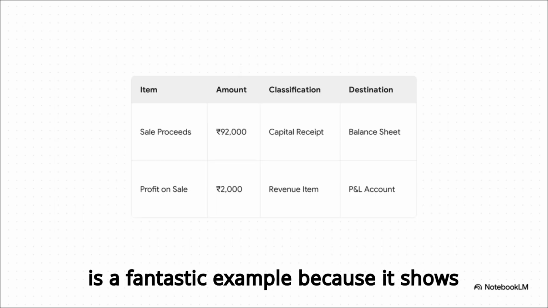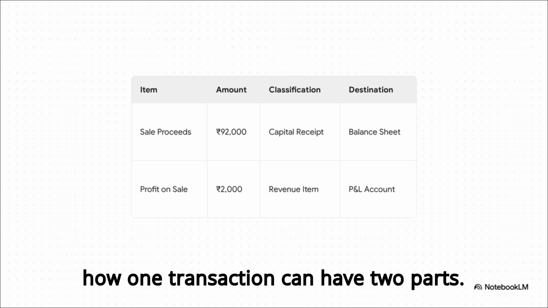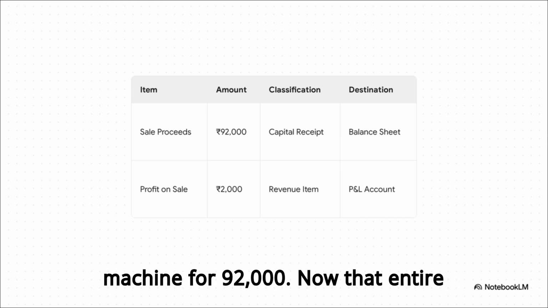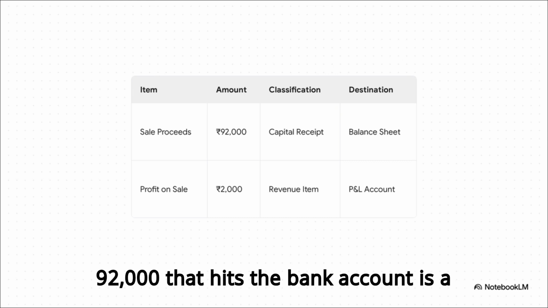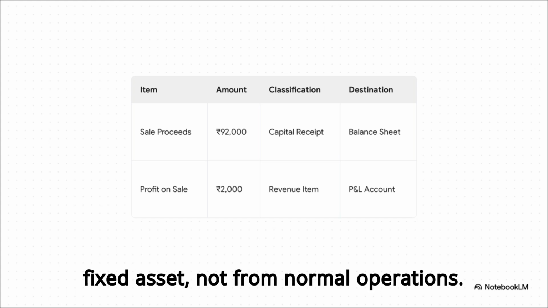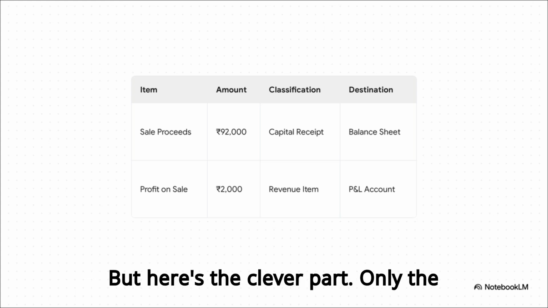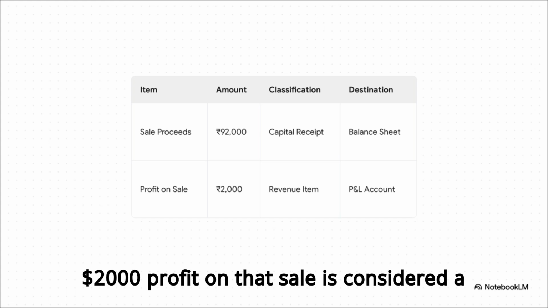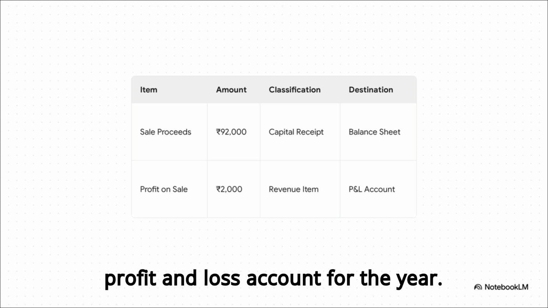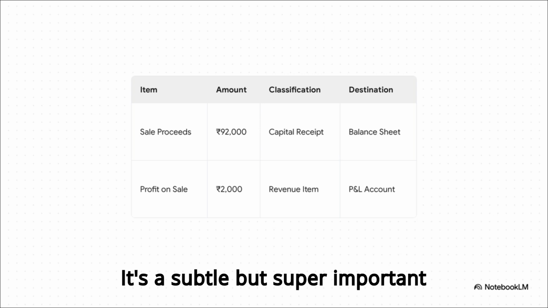Now, this is a fantastic example because it shows how one transaction can have two parts. Check this out. The company sells an old machine for $92,000. Now, that entire $92,000 that hits the bank account is a capital receipt. It came from selling a fixed asset, not from normal operations. But here's the clever part. Only the $2,000 profit on that sale is considered a revenue item that actually affects the profit and loss account for the year. It's a subtle but super important distinction.